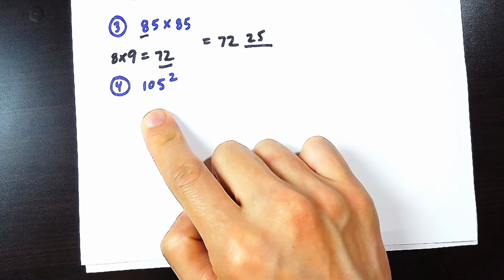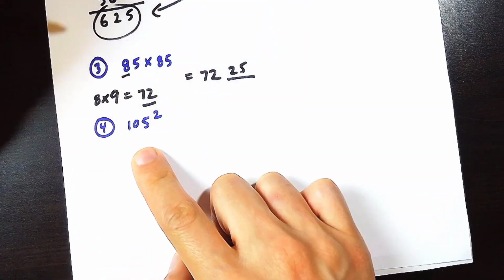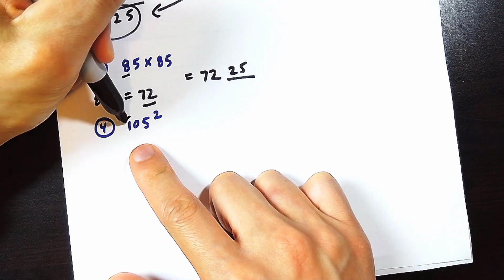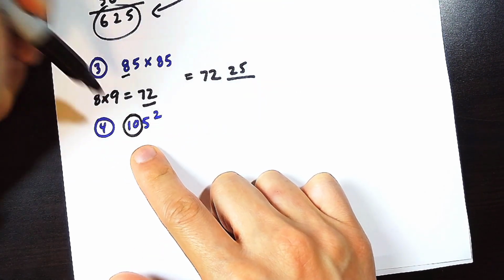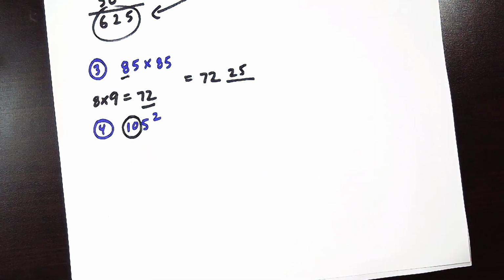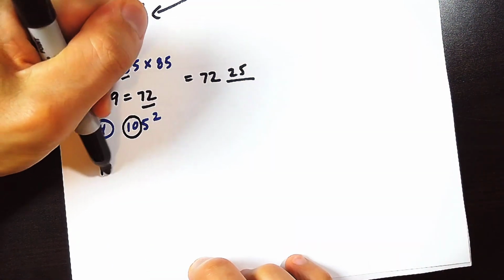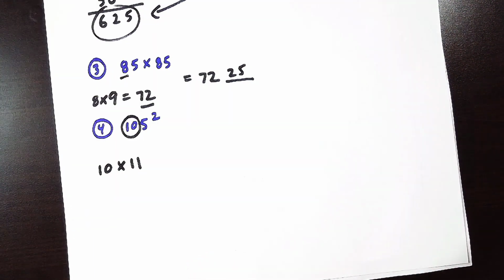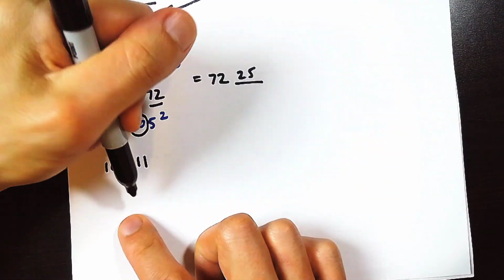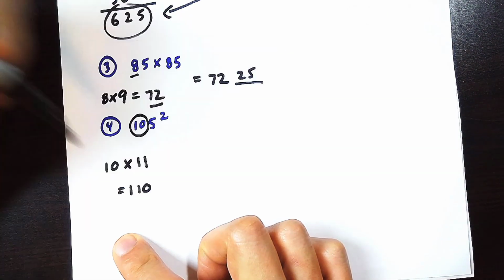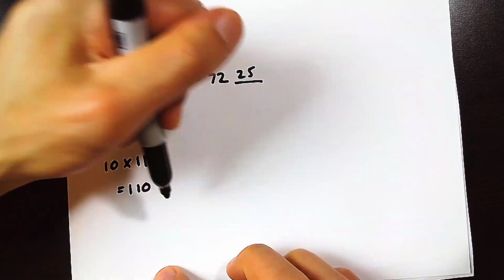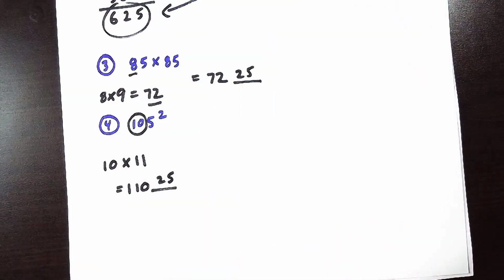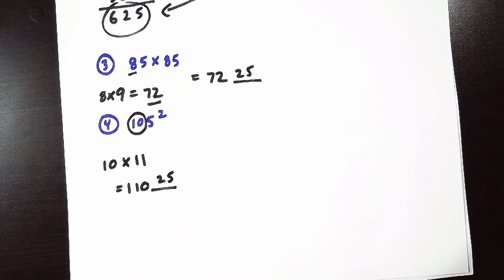Now let's try 105 squared. Surprisingly, this pattern continues on even for bigger numbers that are beyond 2 digits. So what's the front part that we're working on? 10. In your head, what's 10 times 11? 10 times the number higher than it, which is 11. And you can just add a 0 to 11, which is going to be equal to 110. And what does it end with? It ends with 25, always. So the answer is 11,025.